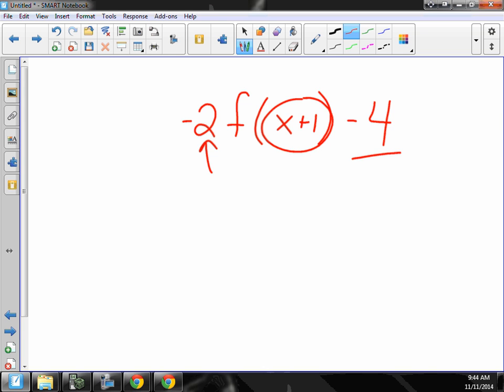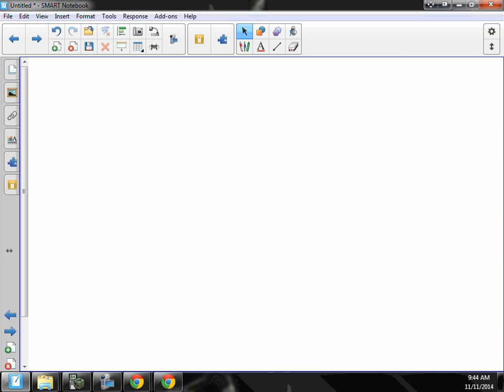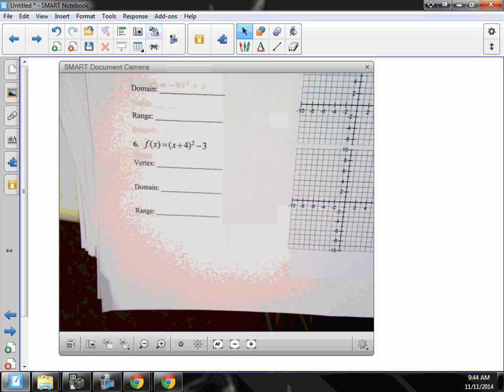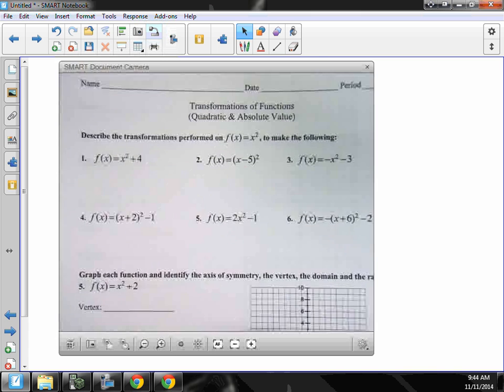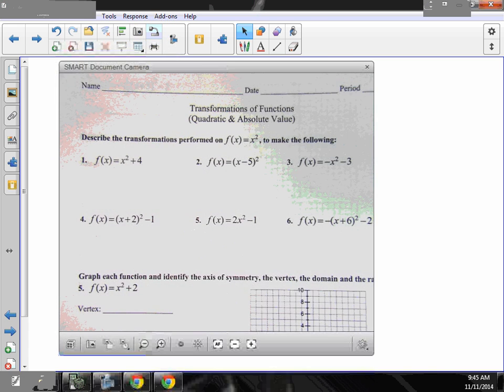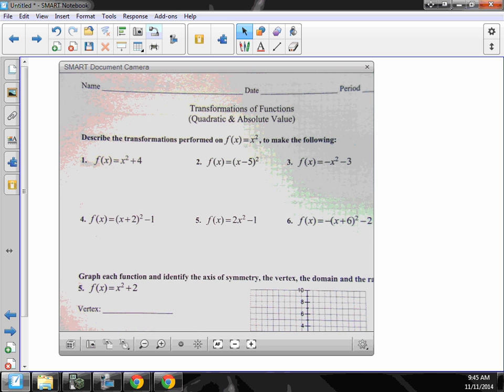Okay? So we're going to be dealing with quadratic equations and absolute value equations. If you take a look at the worksheet, up at the top, it says, what is the transformation? Well, number 1, how is it going to differ from the original parent function of x squared? It's going to go up 4. So all you're doing here is describing it. Now, if you forget, graph the original and graph the transformation, and you'll be able to see how it changed.